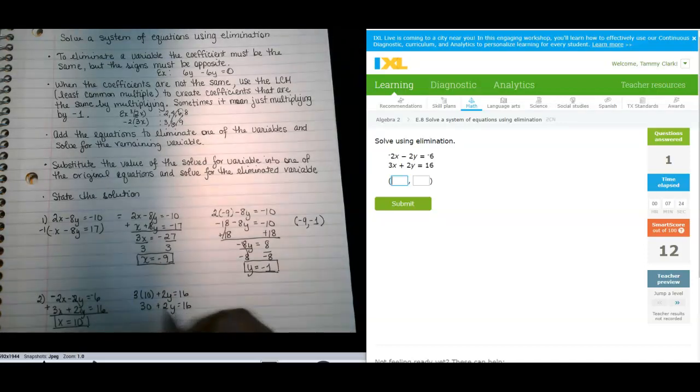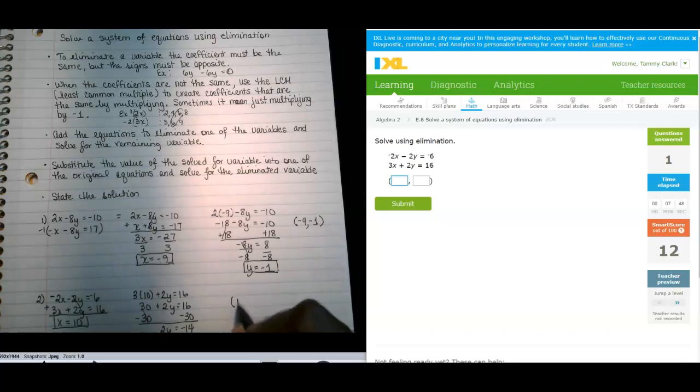We're not going to eliminate the y's, but we're going to eliminate 30 so that we can get y alone. So we're going to subtract 30 from both sides of the equation, and we're left with 2y is equal to negative 14. Divide by 2 on both sides, therefore y is equal to negative 7. So that would be our ordered pair 10, negative 7.